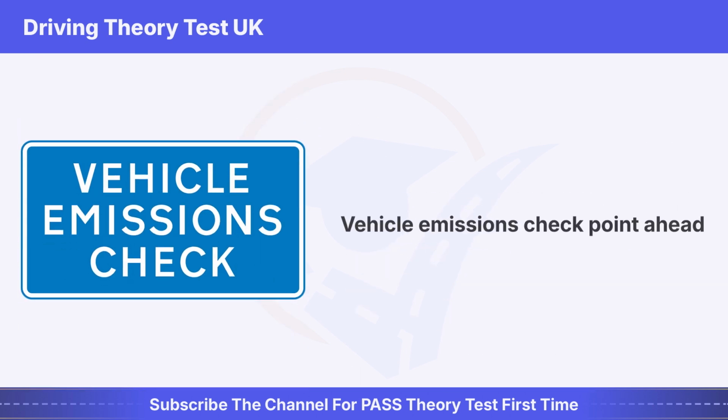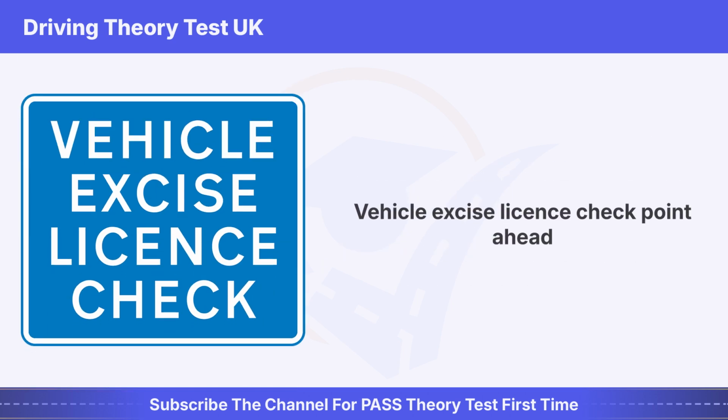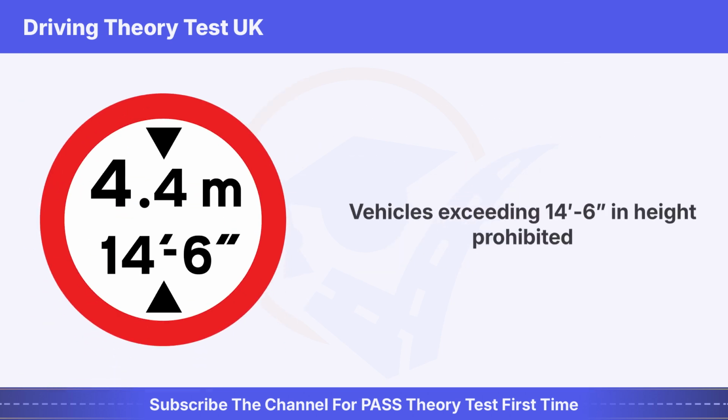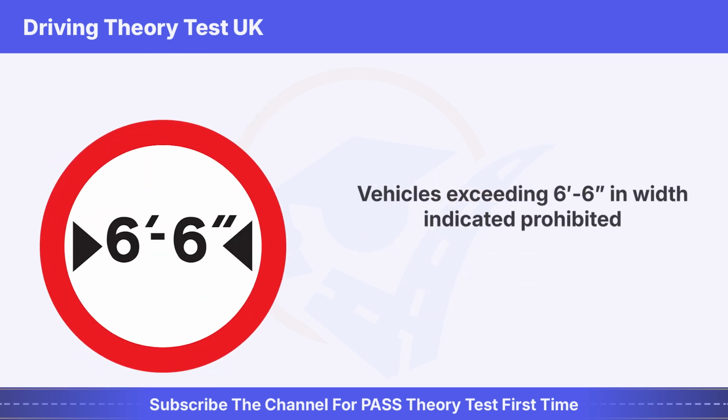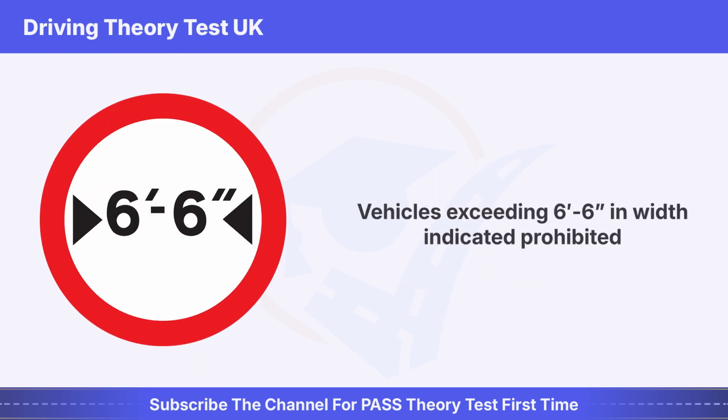Vehicle emissions checkpoint ahead. Vehicle excise license checkpoint ahead. Vehicles exceeding 14 feet 6 inches in height prohibited. Vehicles exceeding 32 feet 6 inches in length indicated prohibited. Vehicles exceeding 6 feet 6 inches in width indicated prohibited.